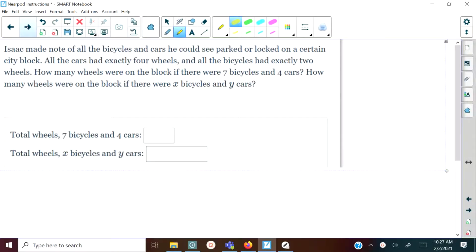Isaac made note of all the bicycles and cars he could see parked on a lot on a certain city block. All the cars had exactly 4 wheels, and all the bicycles had exactly 2 wheels. How many wheels were on the block if there were 7 bicycles and 4 cars? How many wheels were on the block if there were X bicycles and Y cars? So what we need to do is figure out the total number of wheels, and we need to figure out the expression to find those total number of wheels. Okay? So, let's take a look.